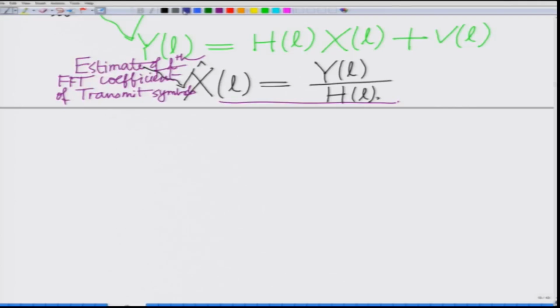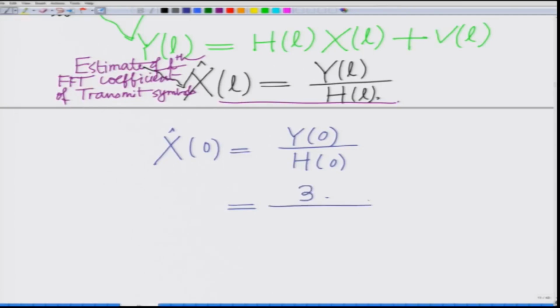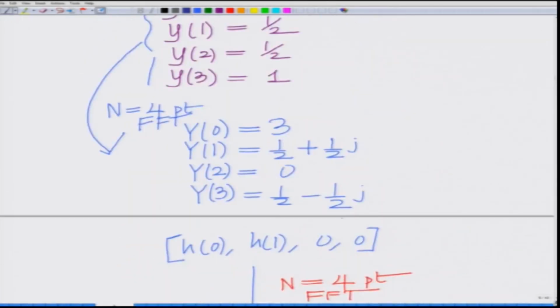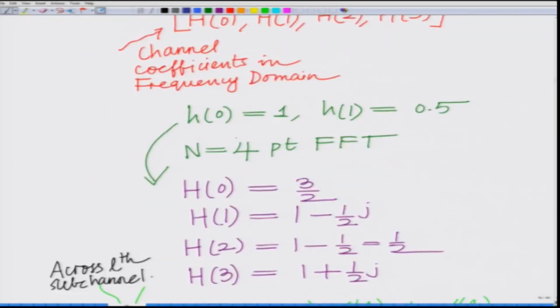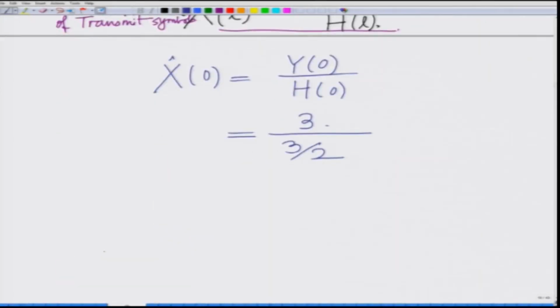Of the transmit symbols, we can now calculate the various estimates as follows. Capital X hat 0 equals capital Y of 0 divided by capital H of 0. Capital Y of 0 is 3, that is something that we have already calculated, and capital H of 0 equals 3 by 2. Therefore, capital X hat of 0 equals 3 divided by 3 by 2, that is 2.